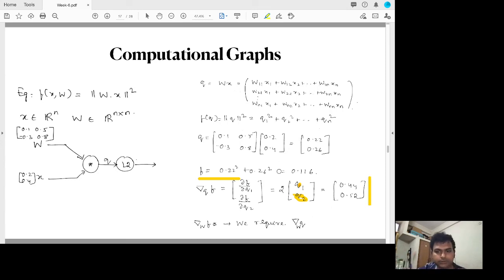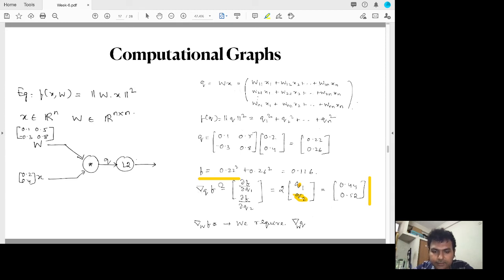Why are we squaring here for f? That is the way you are defining it, right? F of x equals the norm of wx squared. First you have written q as wx, and then you are squaring the norm of q. I did not get your question. The bottom second line. Yeah, the bottom second line.